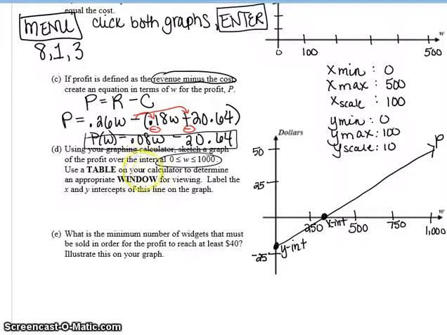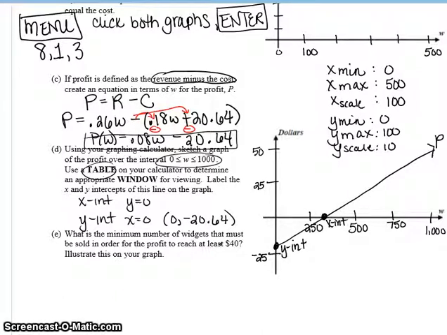Okay. How could you use the table to help you with that? X-intercept is when the y is equal to 0 on your table, and the y-intercept is when the x is equal to 0 on your table. So for example, for the y-intercept on the table, it's going to say (0, negative 20.64), because that's my y-intercept. Okay, all right, part E.